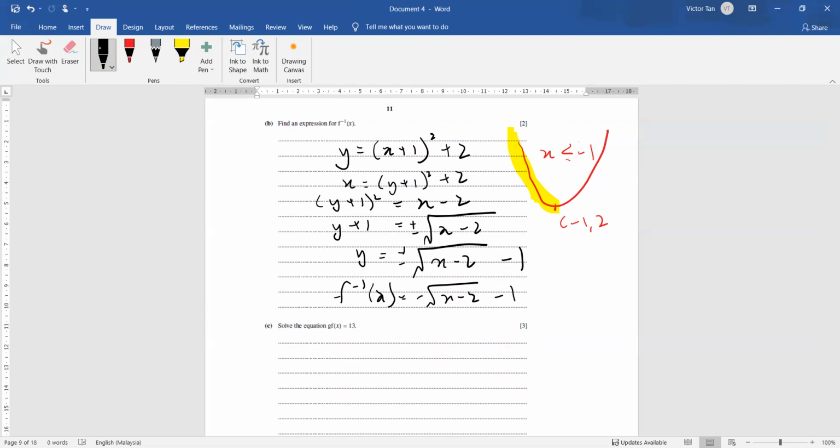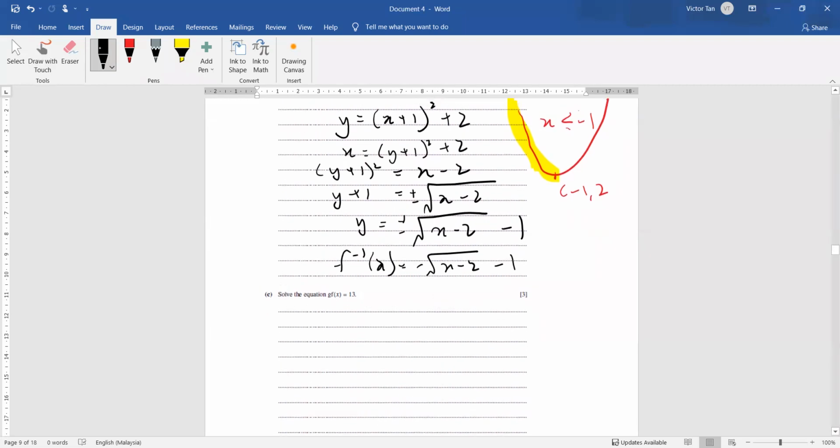You can also see that the domain is a negative value. So therefore only with the negative can the inverse function have a range of negative values. So the domain of the function is the range of the inverse function.